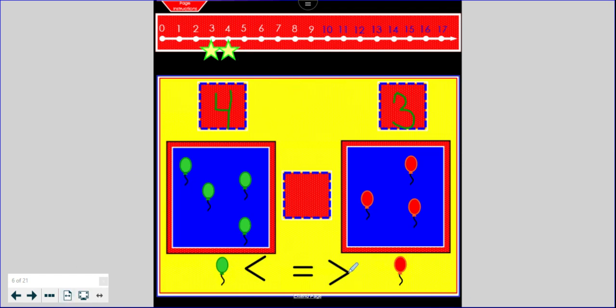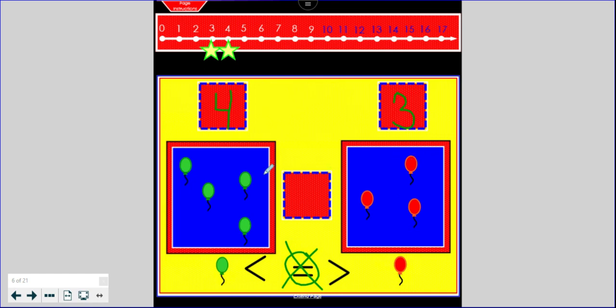So I'm looking at these symbols here, and I see an alligator mouth that's pointing this way. I see an alligator mouth that's pointing this way, and I see another symbol that we know right here. Can you tell me the name of that symbol? That's right. It is an equal symbol. So do we know, are 4 and 3 equal numbers? Are they the same? Nope, they're not the same. So we're not going to use the equal today.